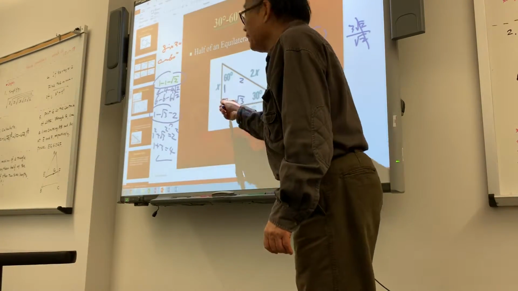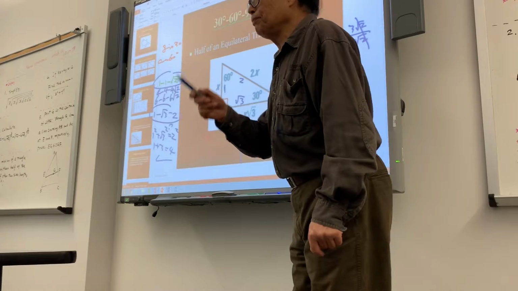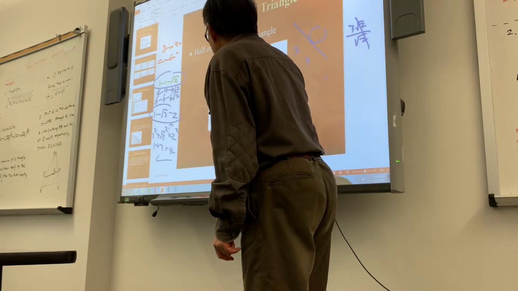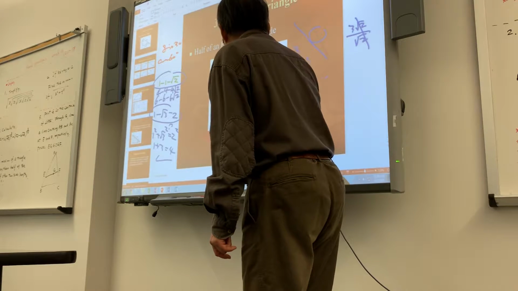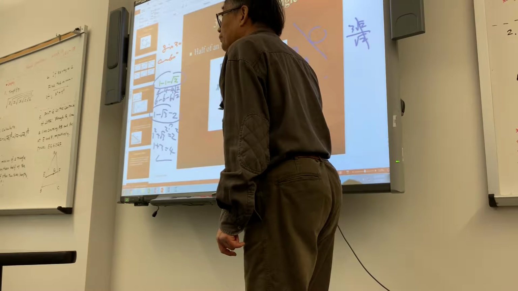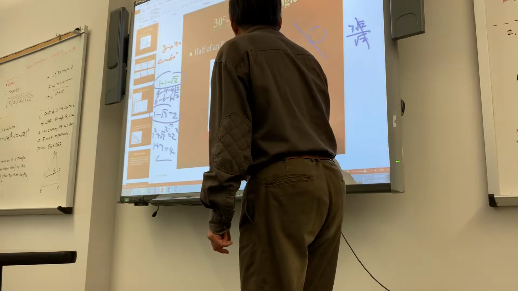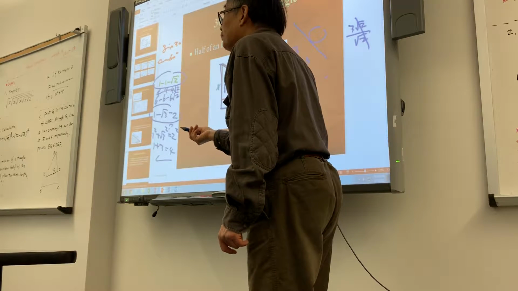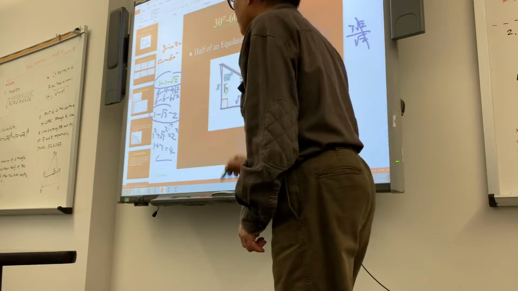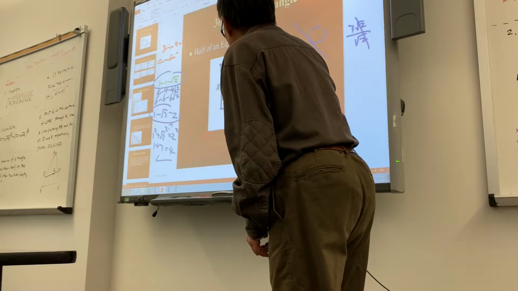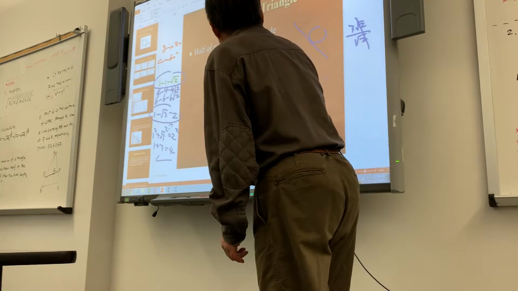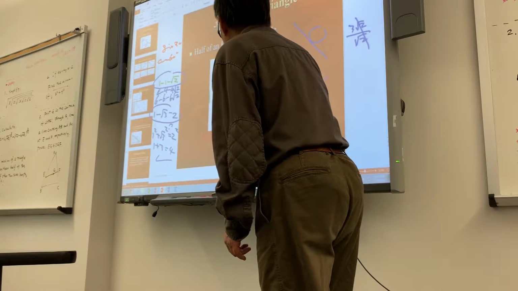If this is a 30, 60, 90 degrees right triangle, this is the shorter leg. If this is 1, the longer leg is just times square root of 3, 1 times square root of 3. Hypotenuse, 1 times 2. For instance, this side is 5. This is 5 square root of 3. This is 10. This is 20. This is 10 square root of 3.